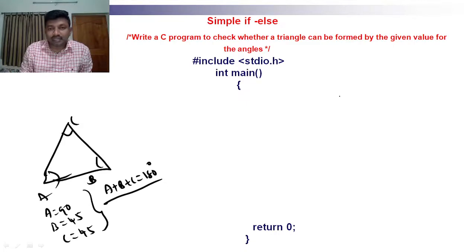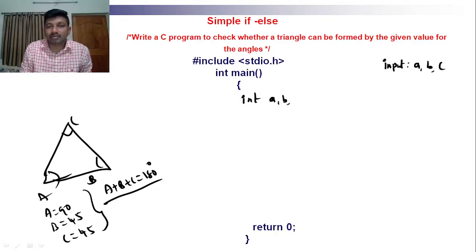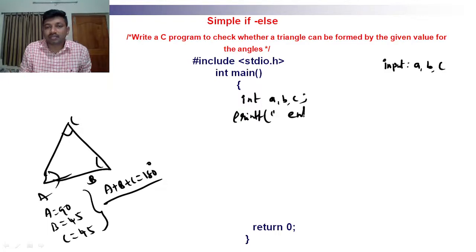So let me read this. What is the input for this program? Angle of A, angle of B, and angle of C. Let me declare the variables int A, B, C, representing the angle of A, angle of B, and angle of C. Let me scan them. Enter angle of A, B, C. So you scan it.